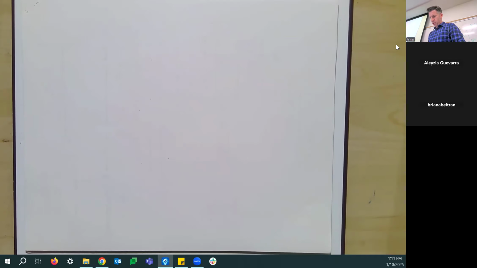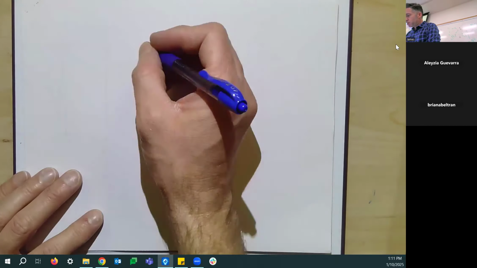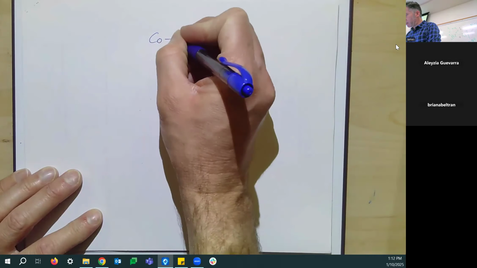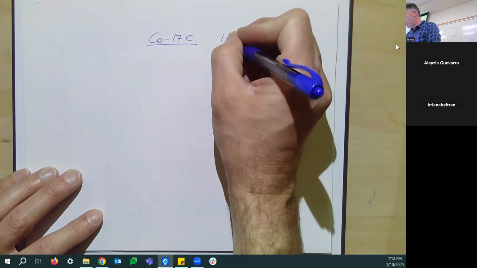So let's go ahead and talk about limits. Well, actually, we'll start with a problem. This is problem 14 from section 9.1, which is a domain question. Write down some things. Today is January 10th.